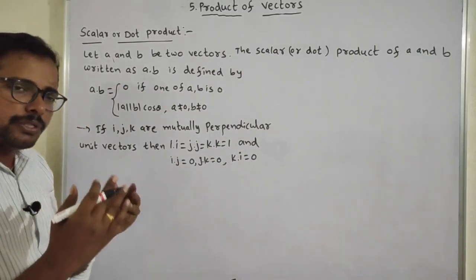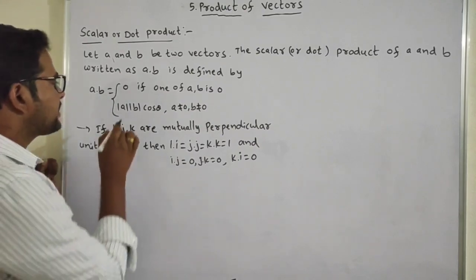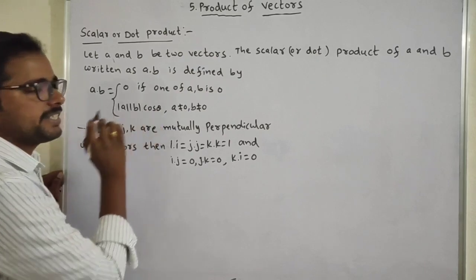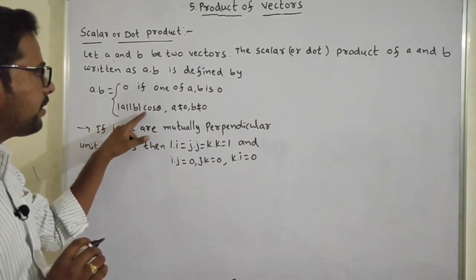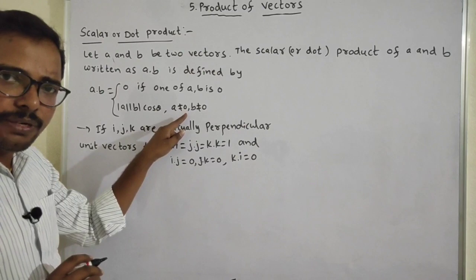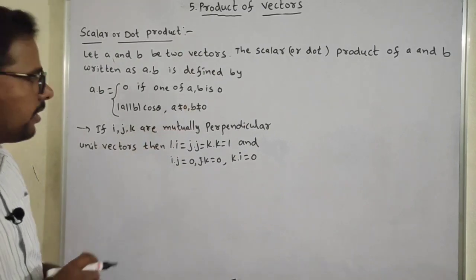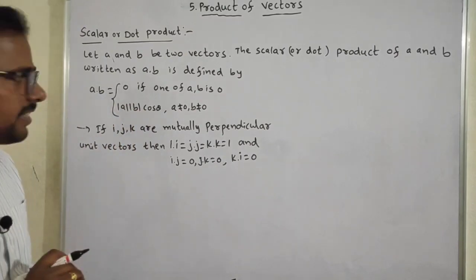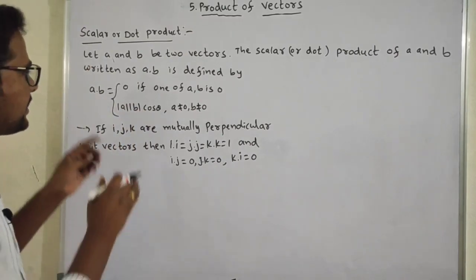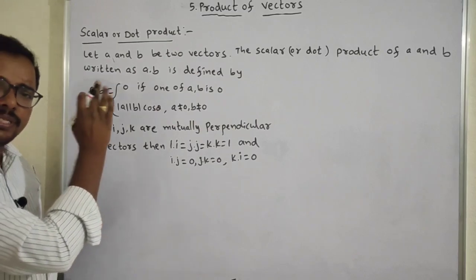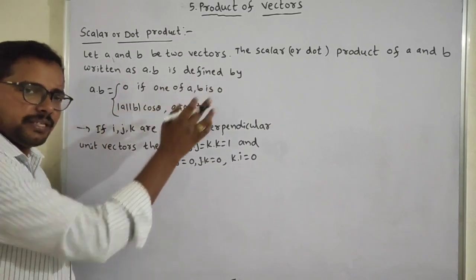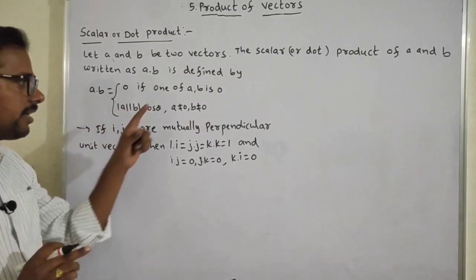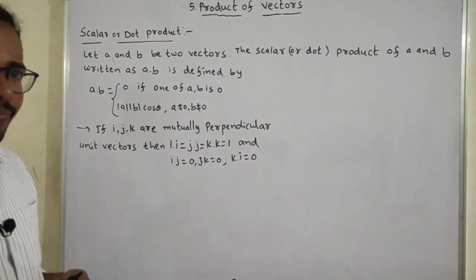Suppose a not equal to 0 and b not equal to 0, this is the condition: a dot b is equal to mod a mod b cos theta, where a not equals 0 and b not equals 0. Here theta is the angle between two vectors a and b. This is the definition. A dot b is equal to 0 if one of a, b is 0, and a dot b is equal to mod a mod b cos theta, here a not equals 0 and b not equals 0.